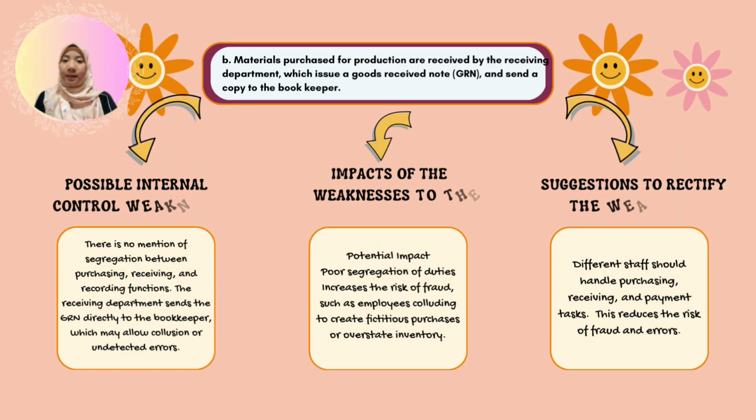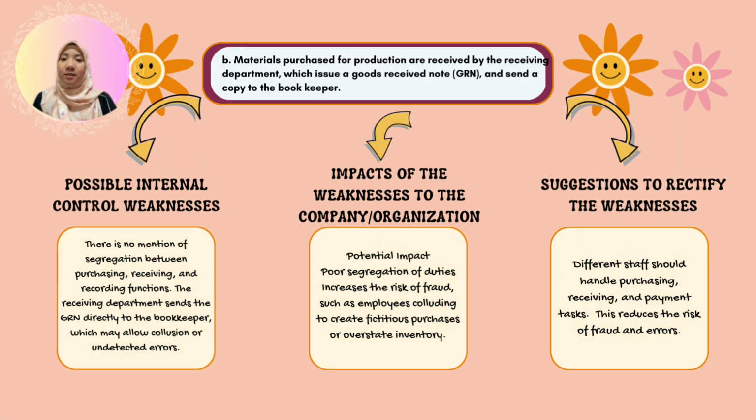Okay, the second finding is that materials purchased for production are received by the receiving department, which issues a goods received note (GRN) and sends a copy to the bookkeeper. Possible internal control weaknesses: there is no mention of segregation between purchasing, receiving and recording functions. The receiving department sends the GRN directly to the bookkeeper, which may allow collusion or undetected error.